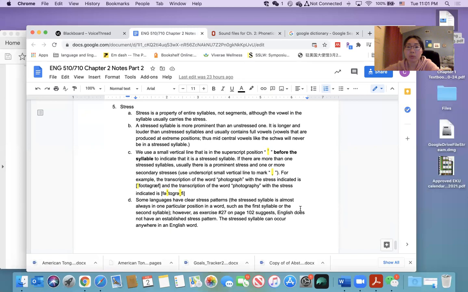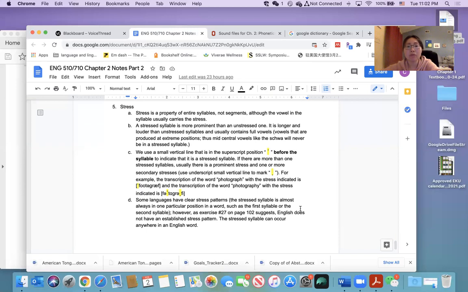A stressed syllable. What is a stressed syllable? In previous semesters, some students seem to have had difficulty, I guess, catching or understanding a stressed syllable, although they can perfectly stress the syllable at the right places because they are native speakers of English, right? But just remember, a stressed syllable is more prominent than an unstressed syllable. It is longer, it is louder in the same word. And they usually contain full vowels.